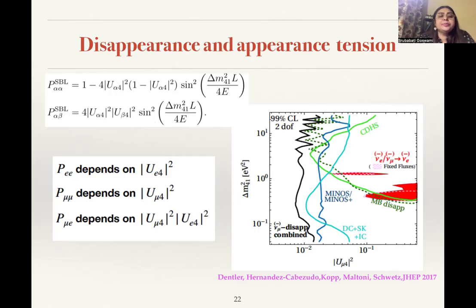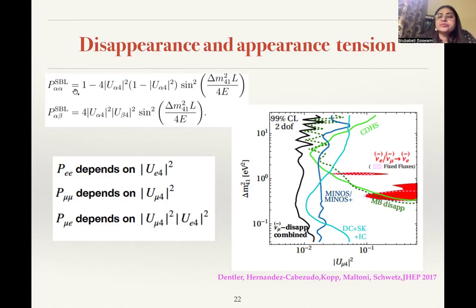Now, I talked a little bit about the disappearance and appearance tension, and here I am showing that. The LSND and MiniBooNE experiments were appearance experiments, which means that if they start from a flavor alpha, they get a flavor beta. So they were starting from nu mu and getting nu e, or nu mu bar to nu e bar.